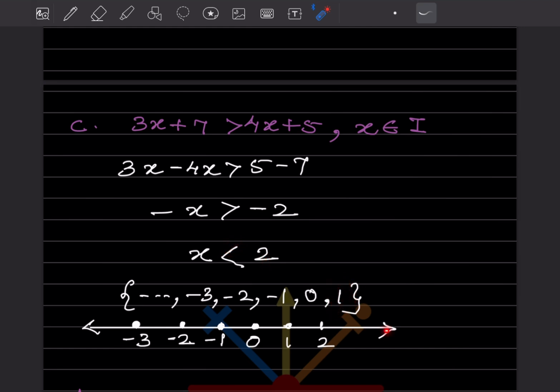So now you have to show on the number line. So this is extra, you have to write at least one number extra. So here 0, this will be 1, 0, minus 1, minus 2, minus 3, and here also you can put so on. It will go on. So this is the answer.